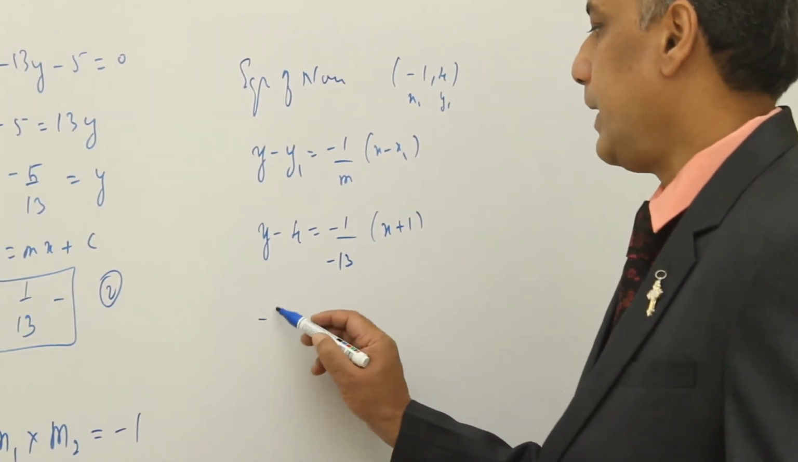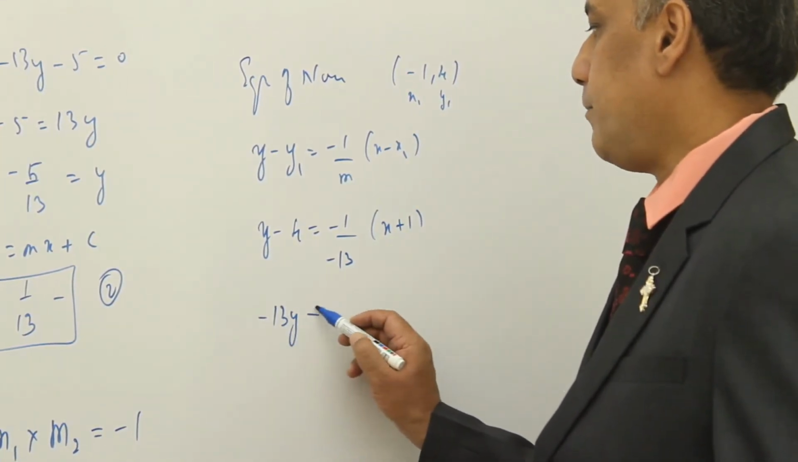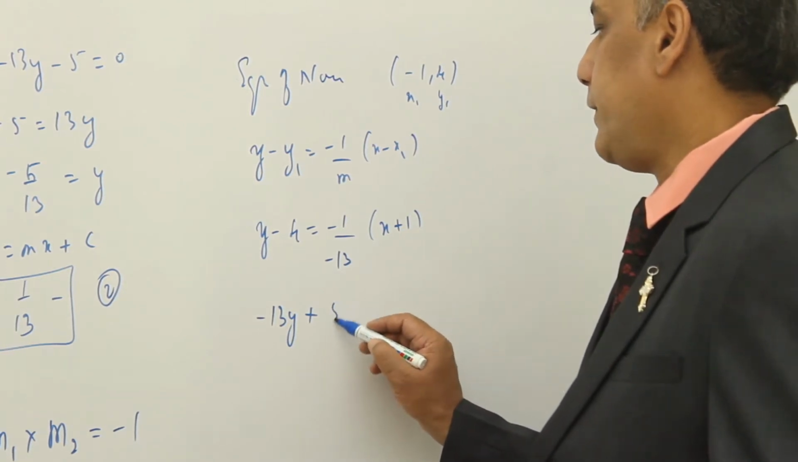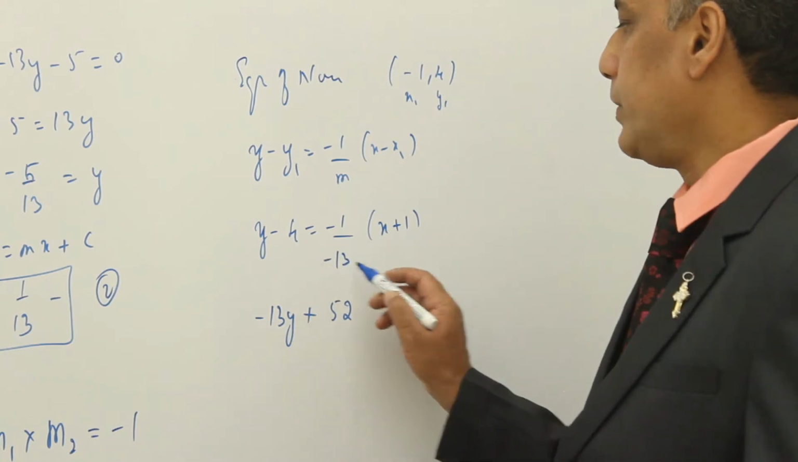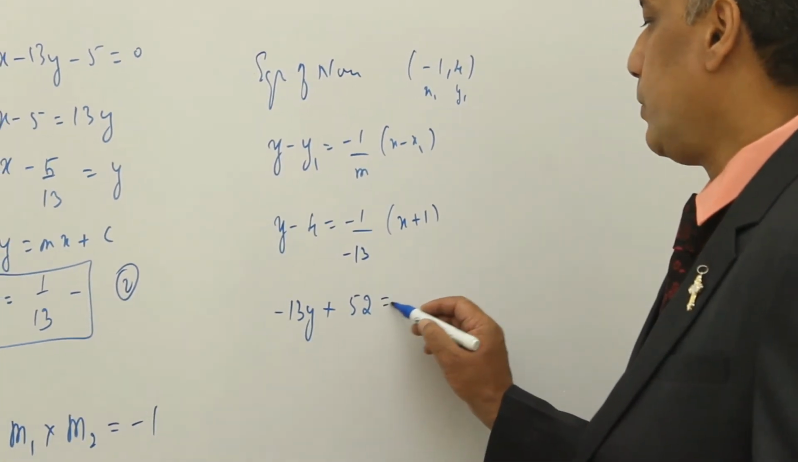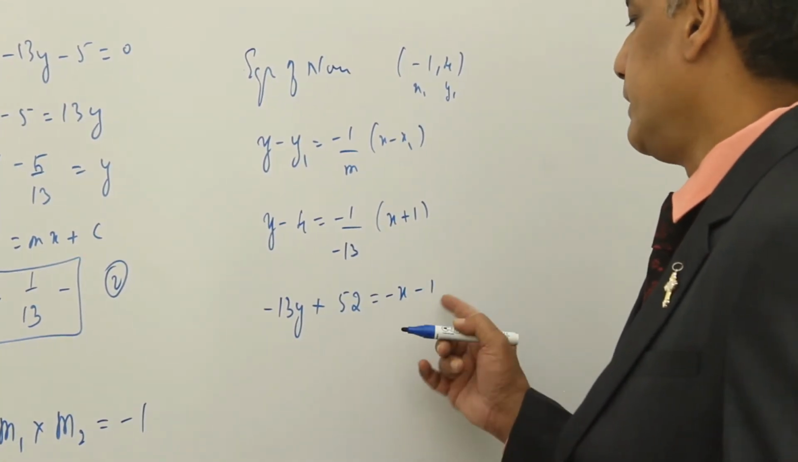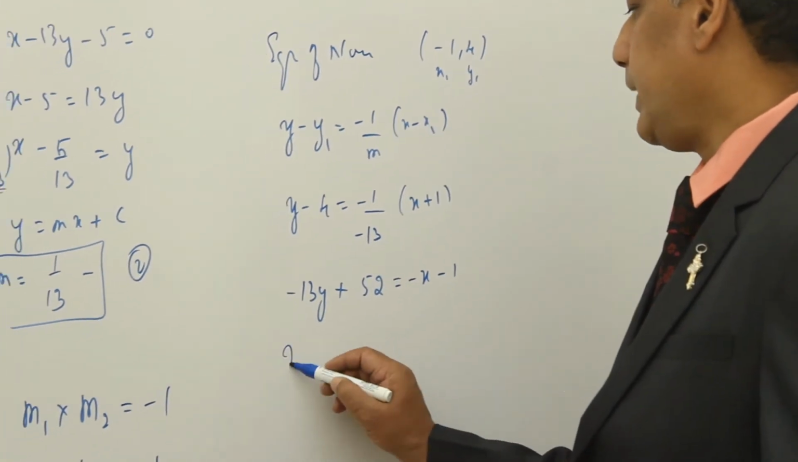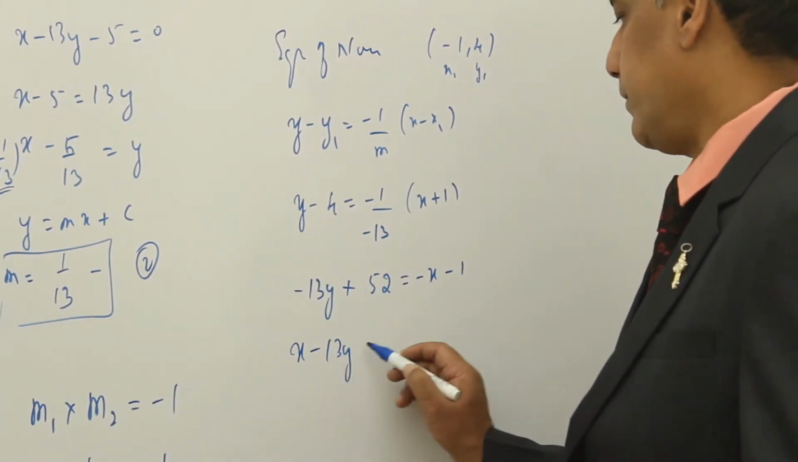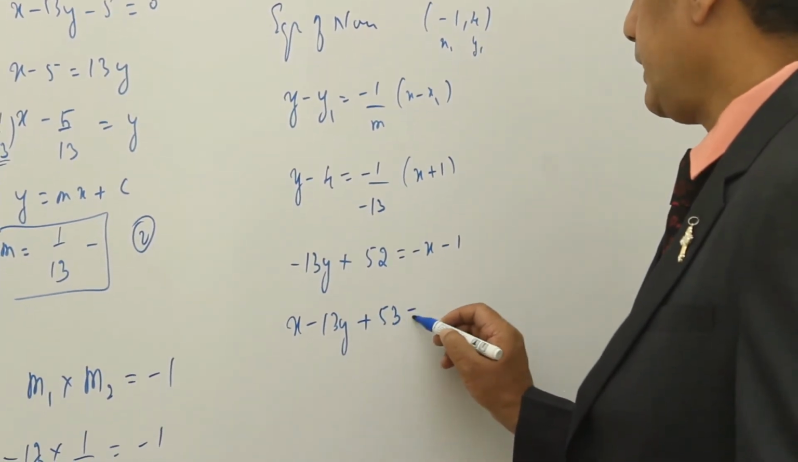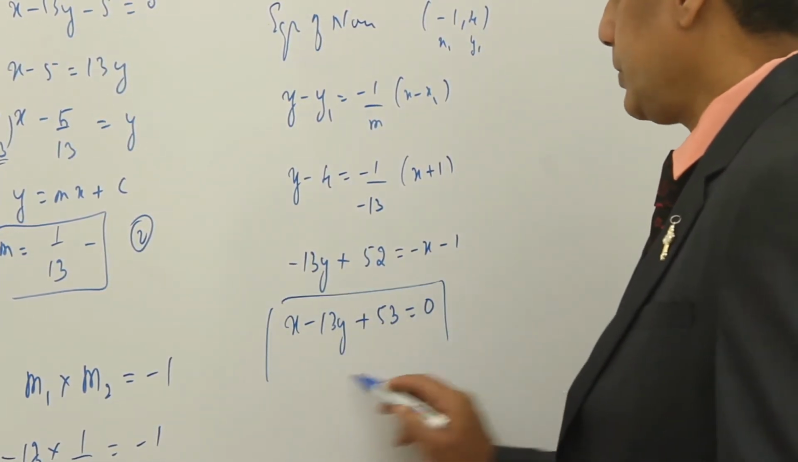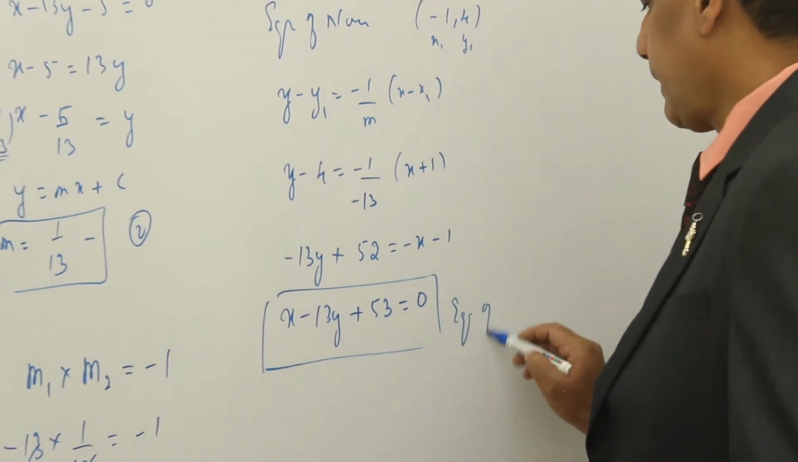So this will be minus 13y plus 52, because minus into minus is plus and 4 into 13 is 52, equals minus x minus 1. Shift it to the other side, you'll be getting x minus 13y. This goes that side, it will become plus, therefore it will become 53 equal to 0. This will be the equation of normal.